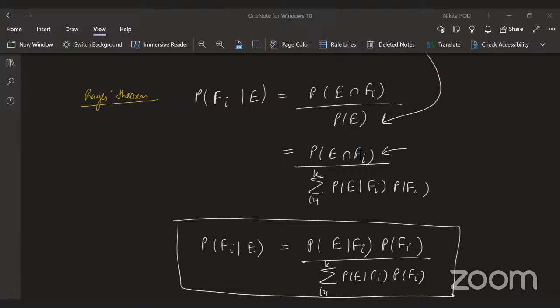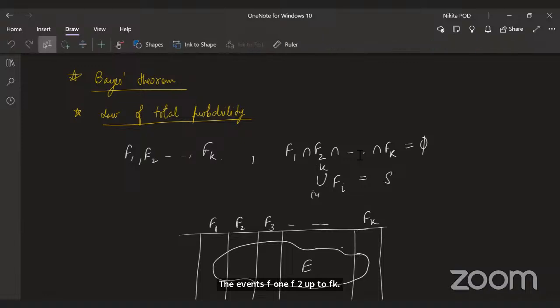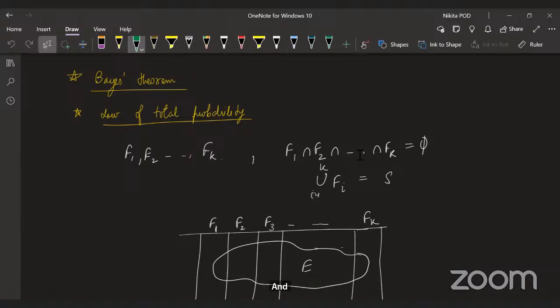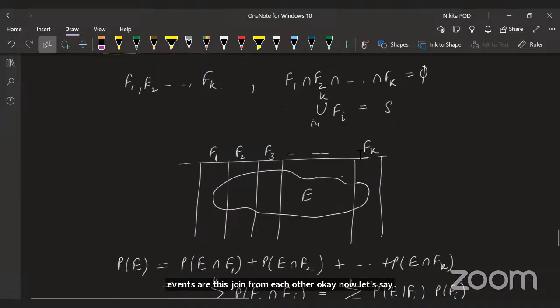So see, this is what we had seen in the last class. What we had said is, let's say we have the setting where the events F1, F2 up to Fk are mutually exclusive and they're also exhaustive. So basically these events make up the whole population, and all these events are disjoint from each other. Now let's say some event E has occurred.